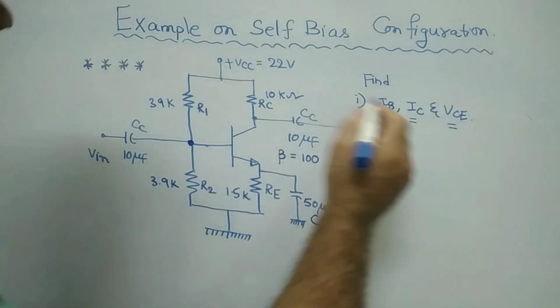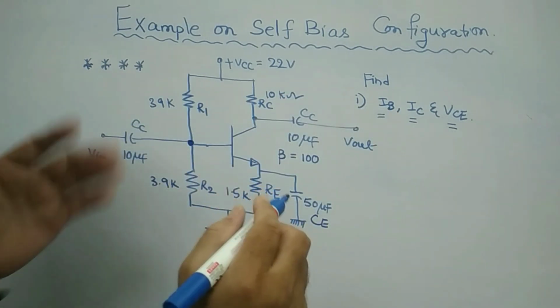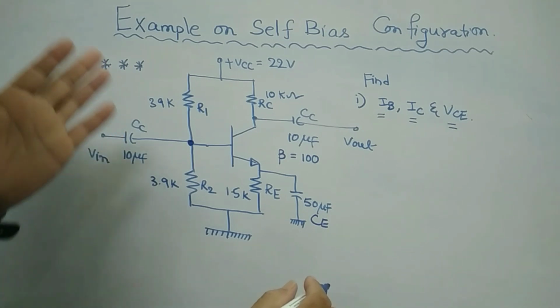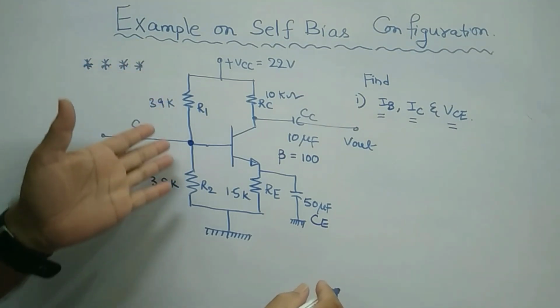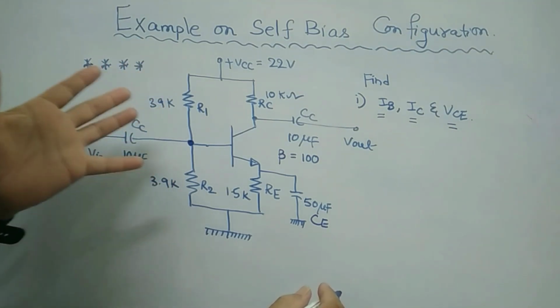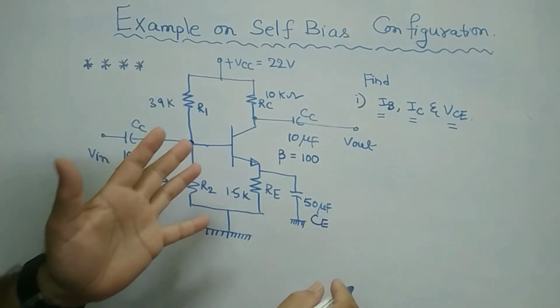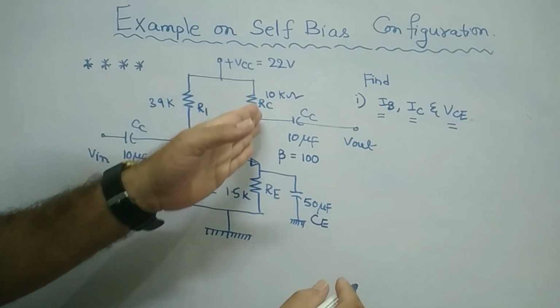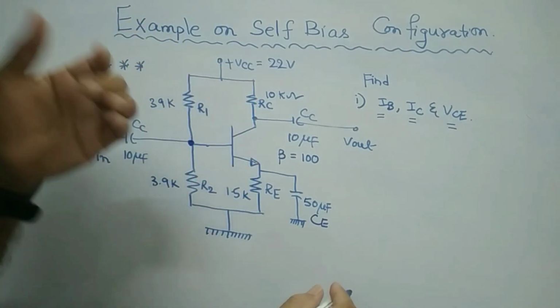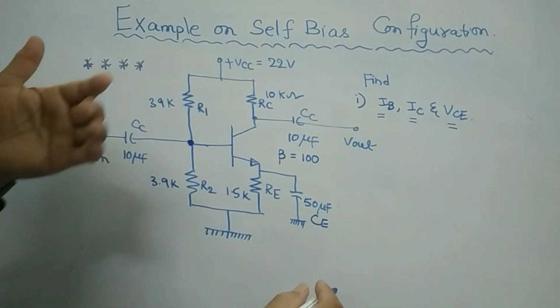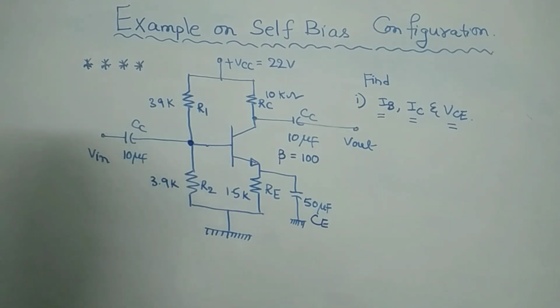To find out IB, think of the theoretical part: what are the expressions associated with this circuit, by applying KVL at the input junction of the transistor as well as at the output junction of the transistor. I have already explained these in our previous presentations, and you can go through that.